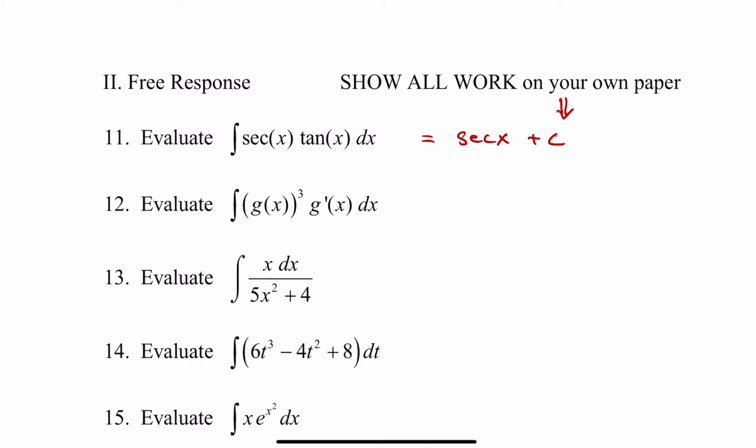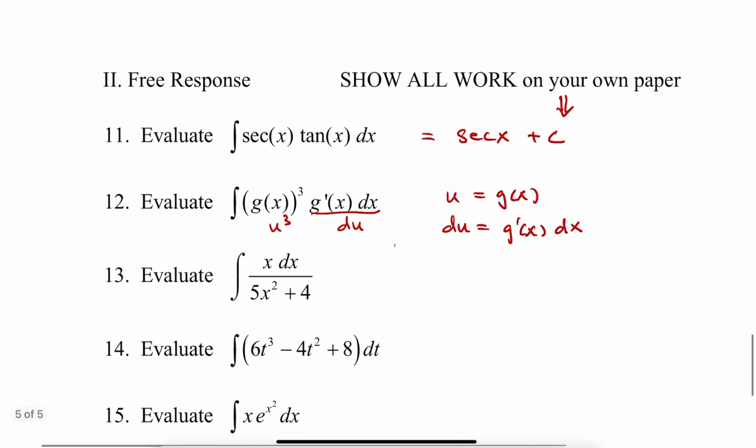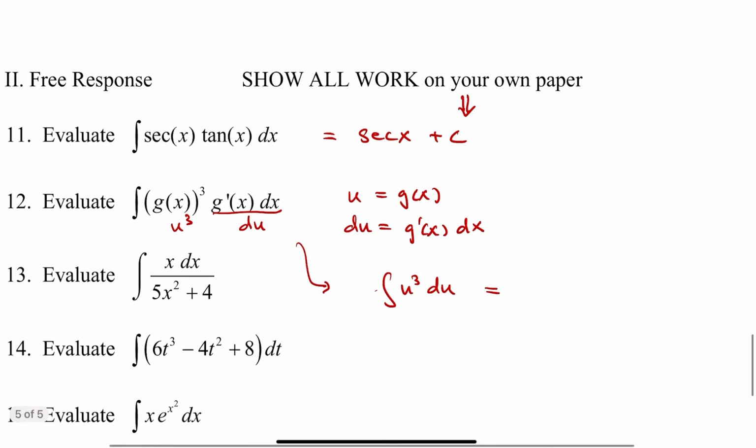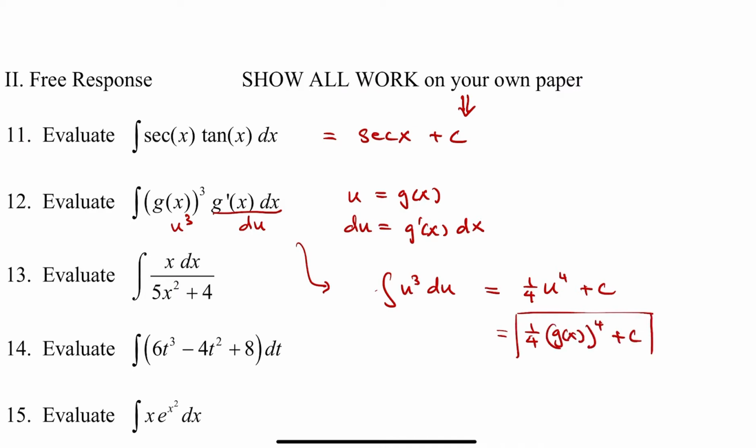And this one, let's say u sub, u equals g of x. Then when you take a derivative of both sides, du equals g prime of x dx. So this one changes into du, and this one is u cubed. So that becomes the integral of u cubed du. When you do the power rule, 1/4 u to the fourth power plus c, and u was g of x, so g of x to the fourth power plus c. So that should be the final answer.